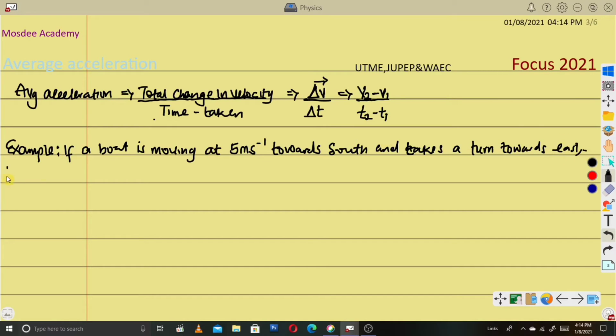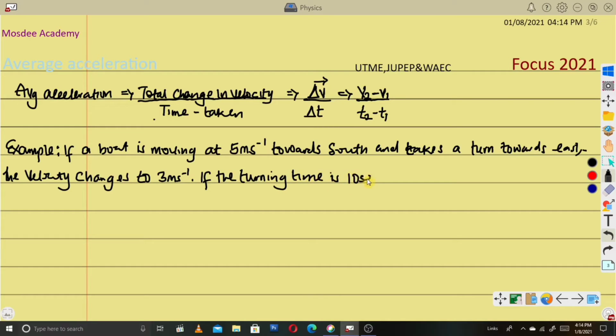The velocity changes to 3 meters per second immediately after the boat took the turn, and the question is, if the turning time is 10 seconds, find the average acceleration of the boat.